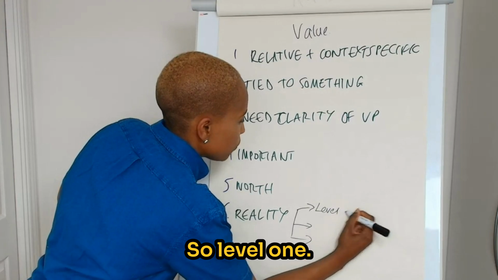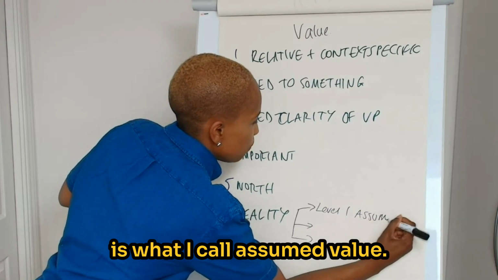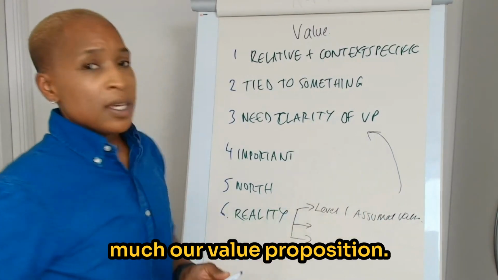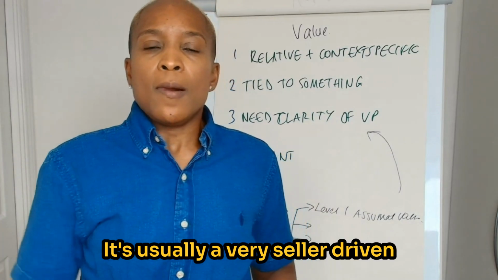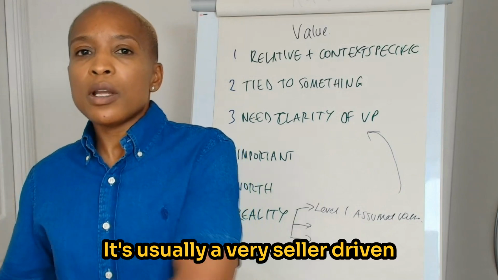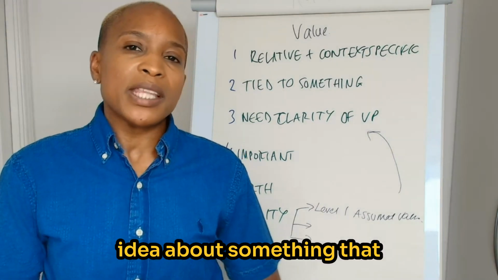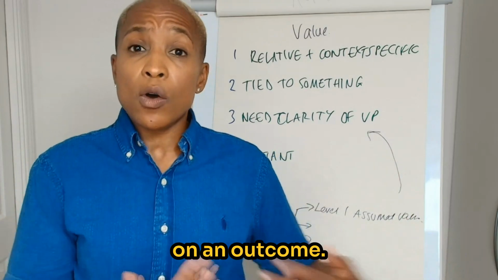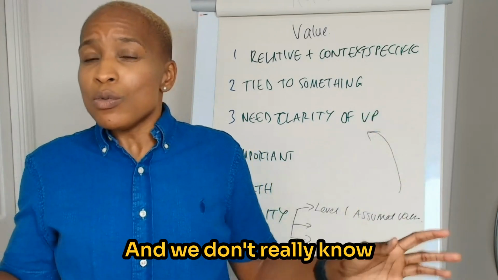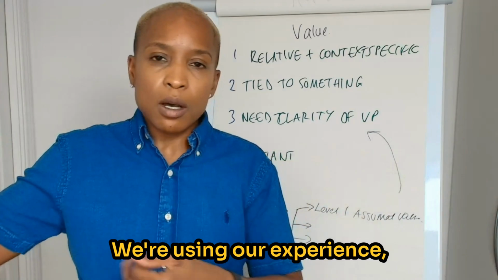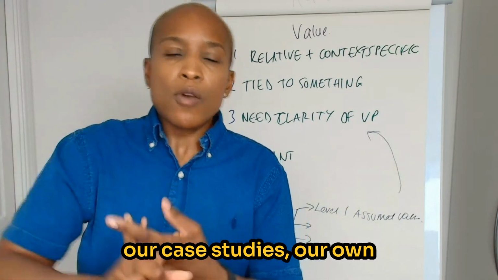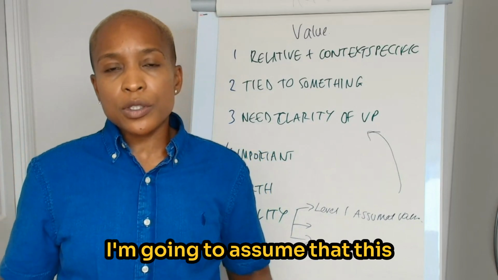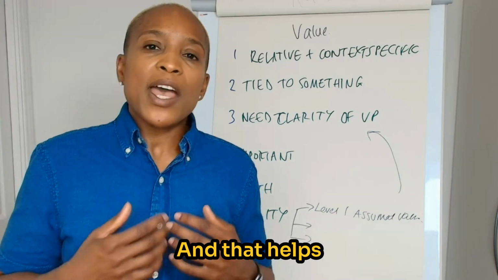So level 1 is what I call assumed value. Assumed value is pretty much our value proposition. It's usually a very seller-driven idea about something that we can do for a prospect. A value proposition is a promise to deliver on an outcome. And we don't really know all of the outcomes. We have some ideas. We're using our experience, our case studies, our own knowledge to say, I'm going to assume that this is going to be important to you. I'm going to assume that this is going to be of value to you.